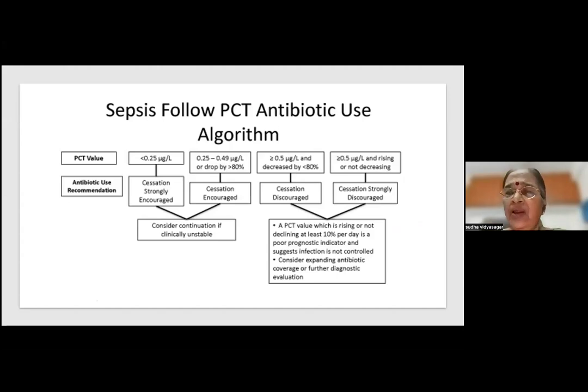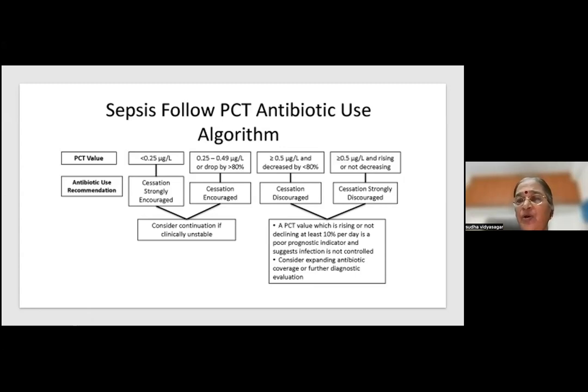So this is an algorithm which can be used when you want to come off the antibiotic. If your procalcitonin is low, then definitely come out of your antibiotic. If it is higher and it is dropping by 80%, then you can come down. And if it is not dropping, then you probably have to continue. But if it is rising, then you don't discontinue your antibiotic. So the idea is that a dynamic procalcitonin is probably more useful than a single value.